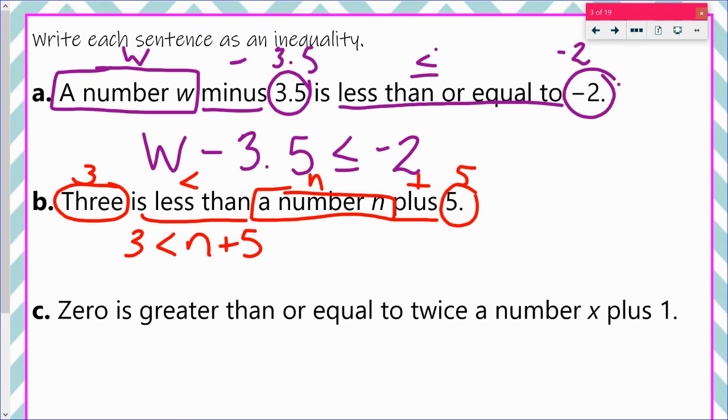Okay, next. 0 is greater than or equal to twice a number x plus 1. Woo, this one's a busy one. All right, so let me underline any words that represent symbols or operations that I need. So we have greater than or equal to. So that means opening comes first, the one line of an equal sign underneath. Okay. Twice a number x plus 1.